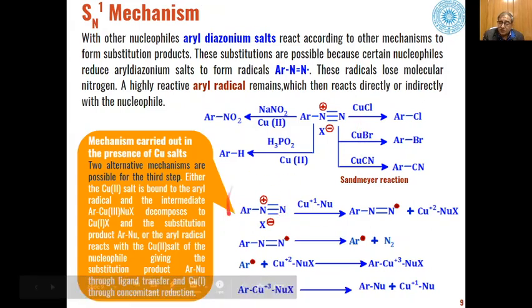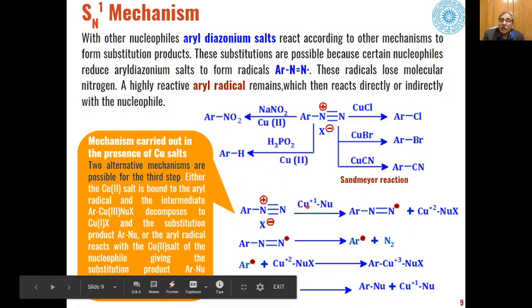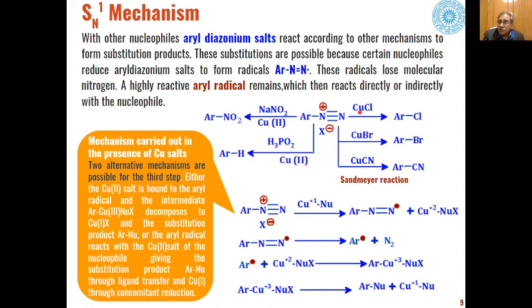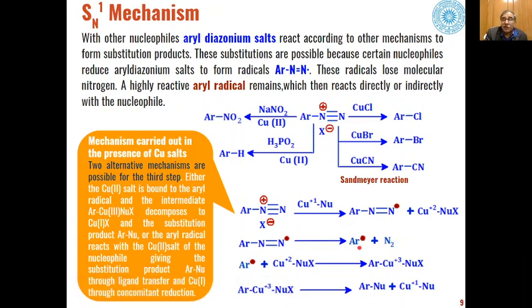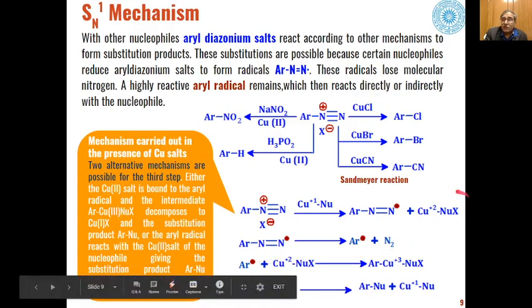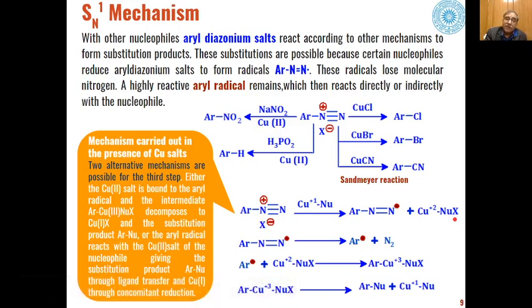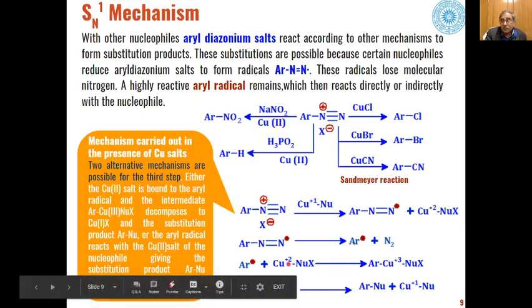The basic mechanism in these types of reaction where copper 1 is involved is as follows. In the first step, aryl diazonium salts react with copper 1 nucleophile, where nucleophile means either Cl or Br or CN. So copper 1 nucleophile reacts with aryl diazonium salt. This copper 1 will change into copper 2, and we will get this type of radical, and then this radical will undergo dissociation to form a molecule of molecular nitrogen, and an aryl free radical will be formed.